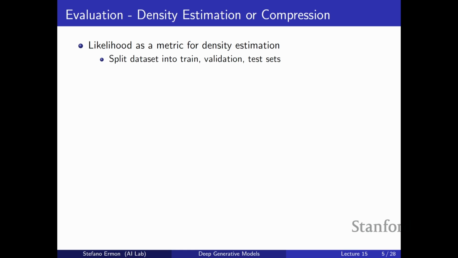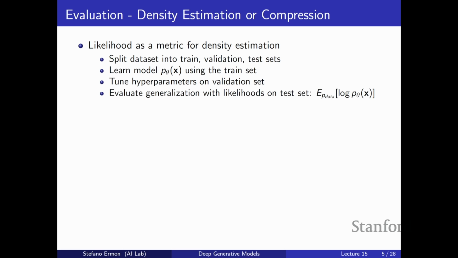So what you can do is split your data into train, validation, and test. You can fit your model using the training set. Maybe you pick hyperparameters on the validation set, and then you can evaluate the performance on the test set, where the performance is just the average log likelihood that the model assigns to test data, which is a pretty good approximation to the average log likelihood that you would expect the model to assign to samples drawn from this data distribution.